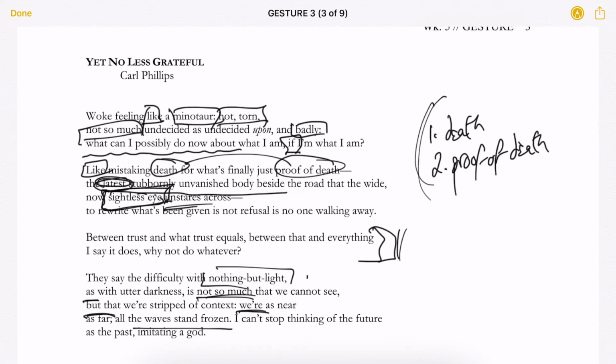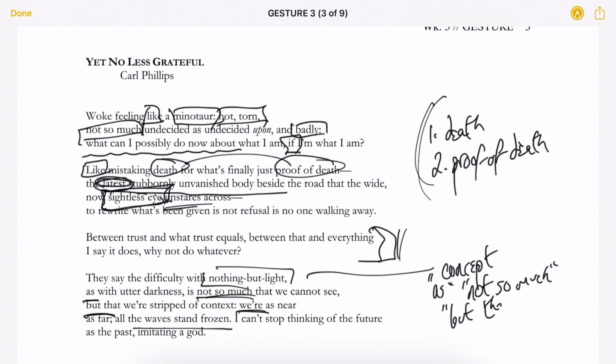Okay, so what do we have in terms of rhetorical movements? We have this right here is the concept. Then we have as, not so much, but that, we are. Okay. So this is some of the connective tissue that helps us move from one abstraction, one concept to the next.